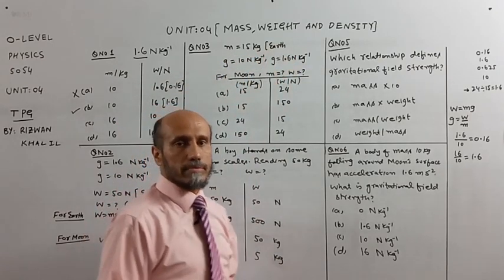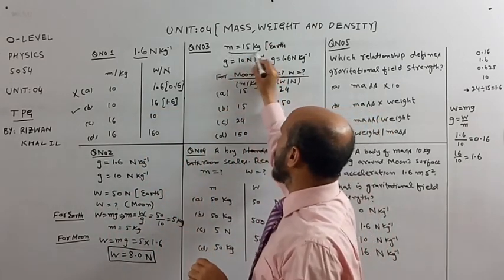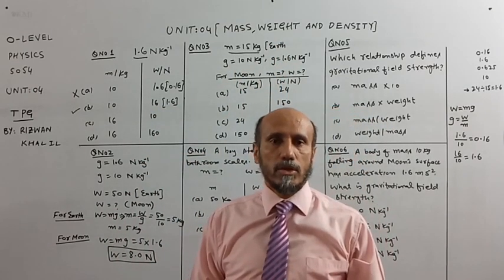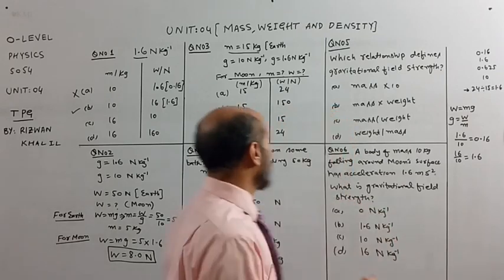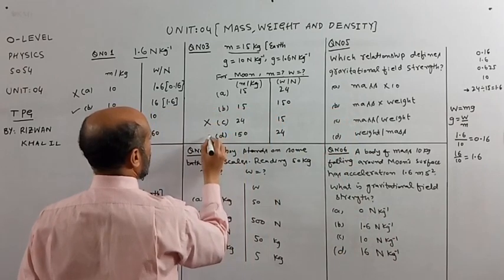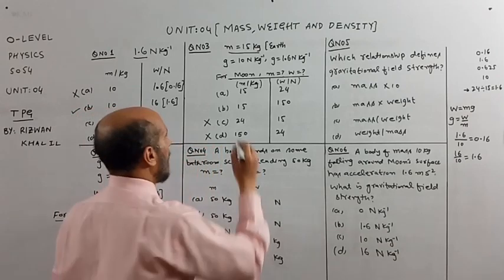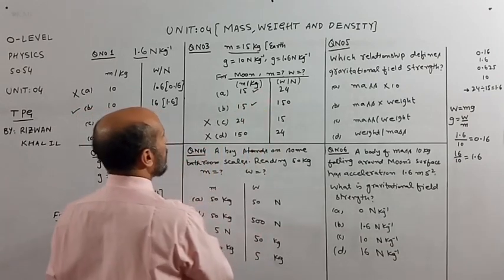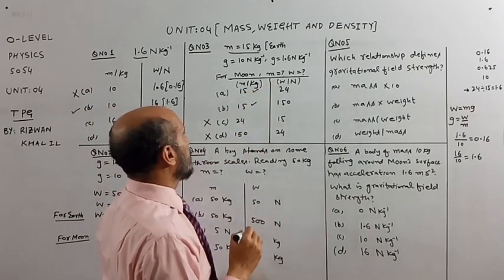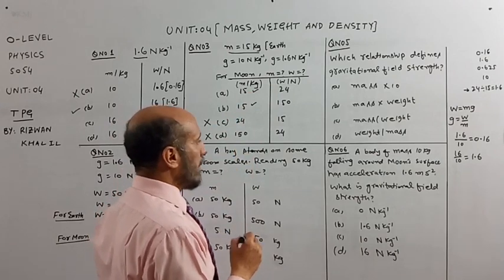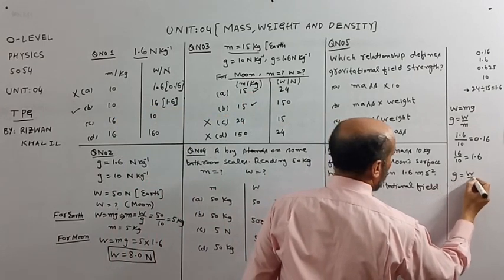Now one thing is clear. If mass is given on the surface of Earth, then mass remains the same everywhere. So which two options will be opted out? That is, option C is not possible as well as option D is not possible, because mass remains the same everywhere and mass will be 15 kg. Now we have to check what is the value of weight. So again we will perform the same thing. g is equals to W over m.